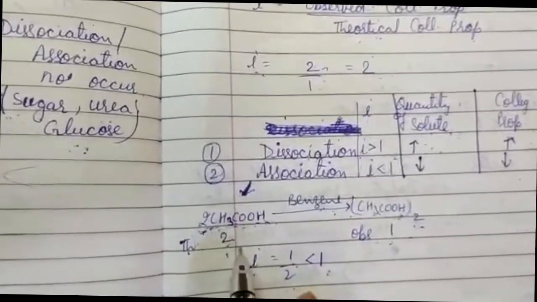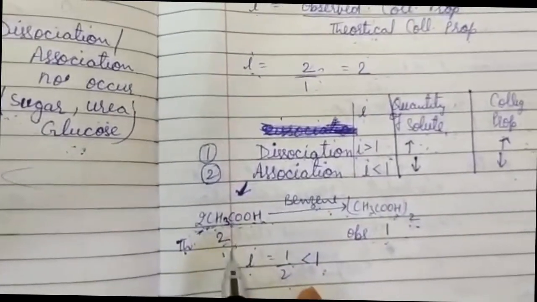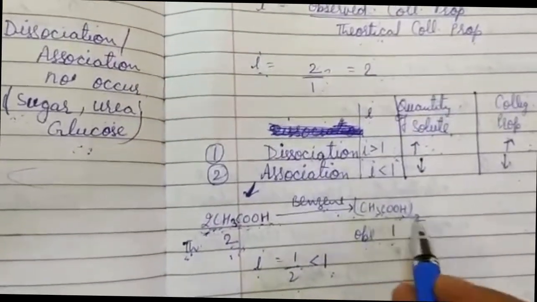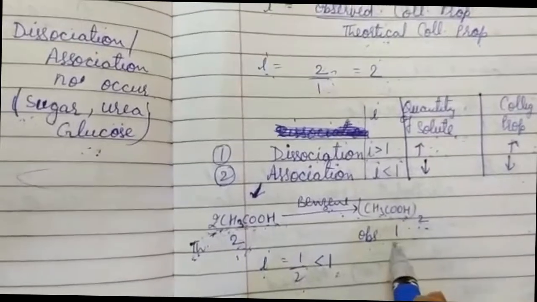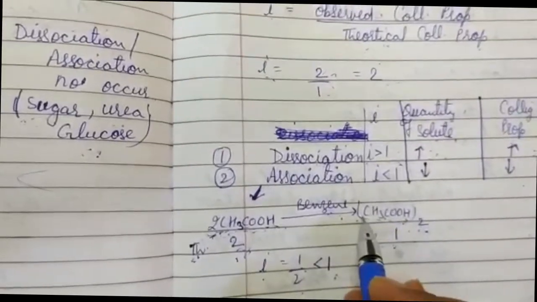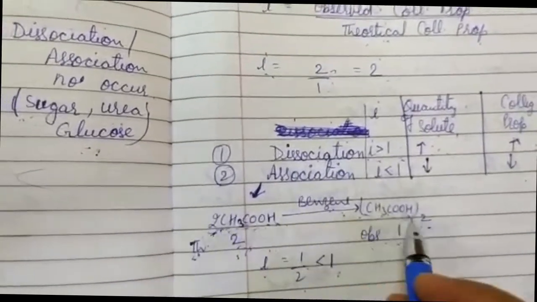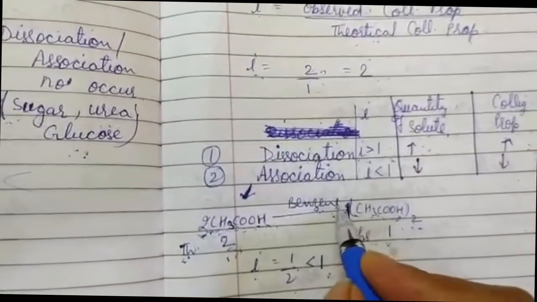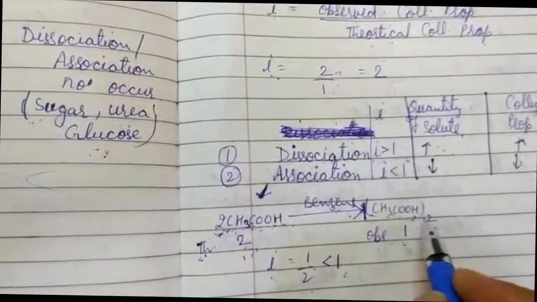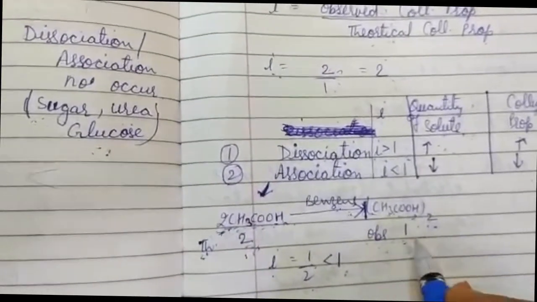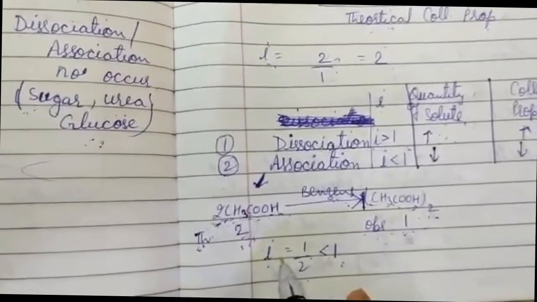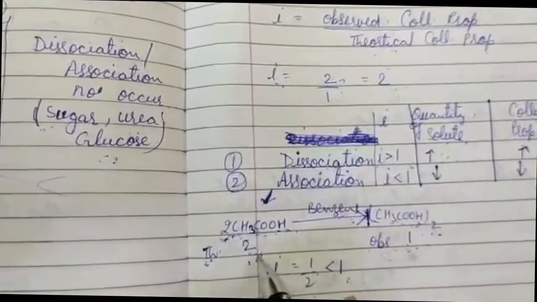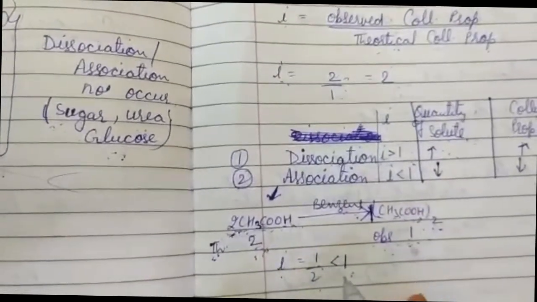So initially we have taken 2 moles of acetic acid. Theoretical value is 2 moles. And the observed value means after dissolving in the solvent, how many moles have been formed? 1 only, because the 2 moles have combined together to form 1 mole. So how many moles of acetic acid molecule are there now? Observed value is 1. Then i value is observed upon theoretical. So what is the observed value here? 1. And the theoretical value is 2. So 1 by 2 is less than 1.